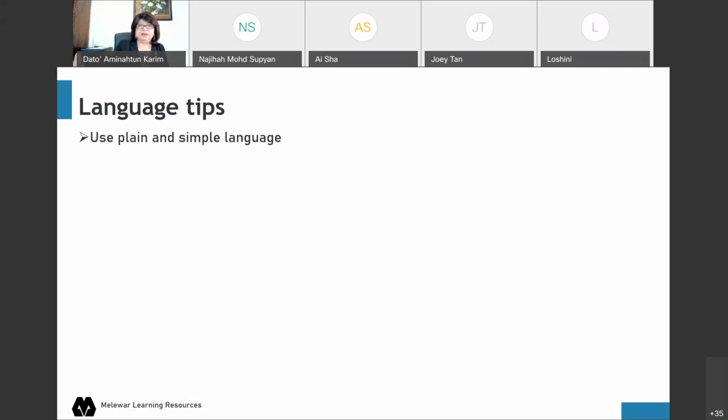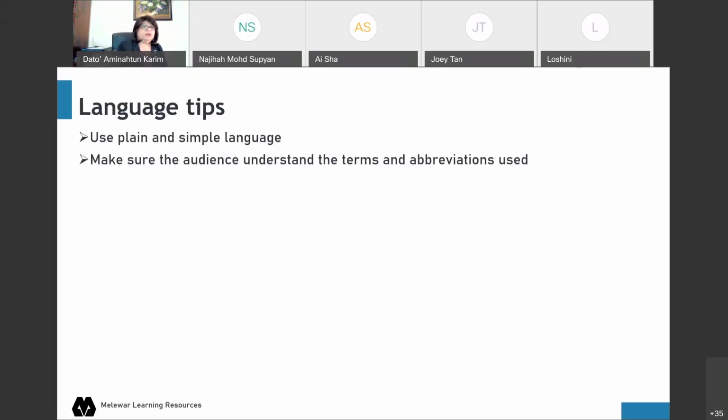No need to use big words, yeah? Sometimes we don't understand the big words. Use simple, easily understandable language, yeah, simple words. So make sure the audience understands the terms and abbreviations you use. For instance, TFO, right? People didn't understand what TFO is. He should make sure that he can explain what TFO is, right?